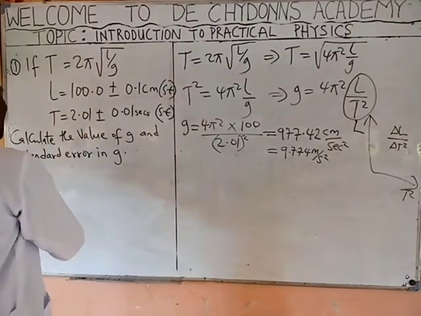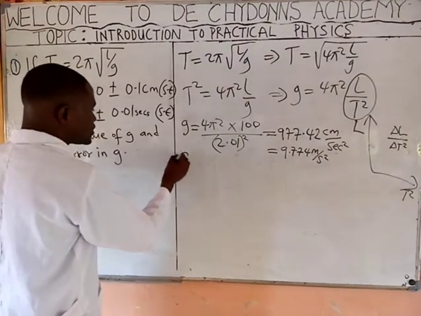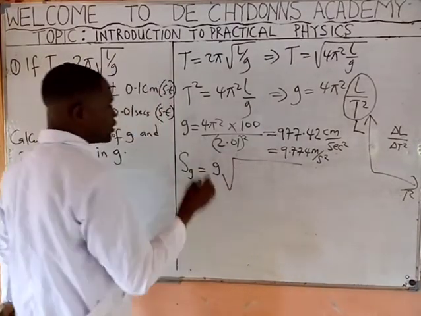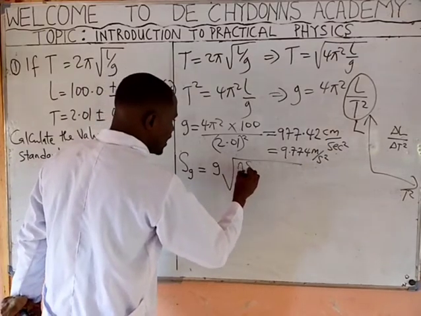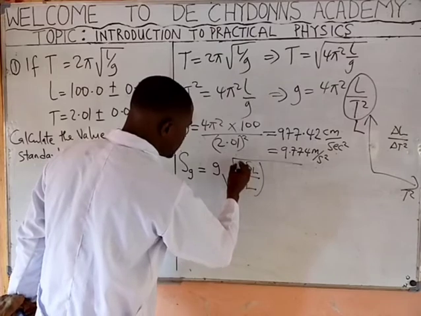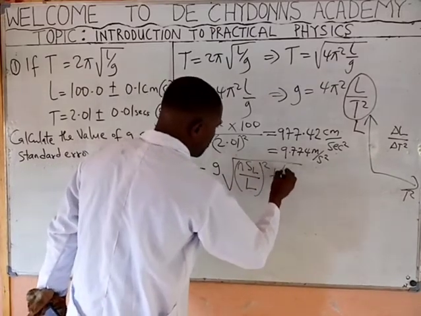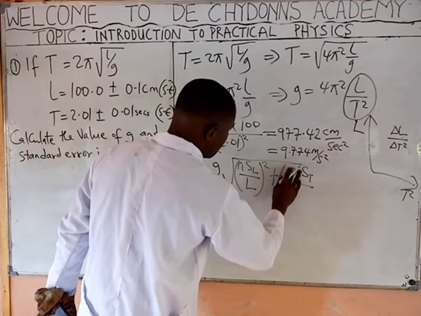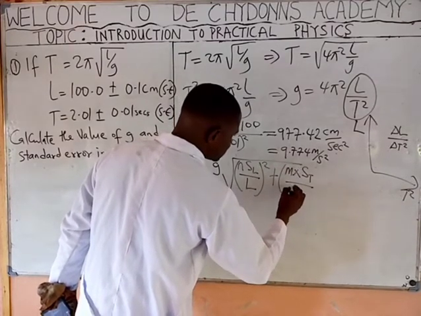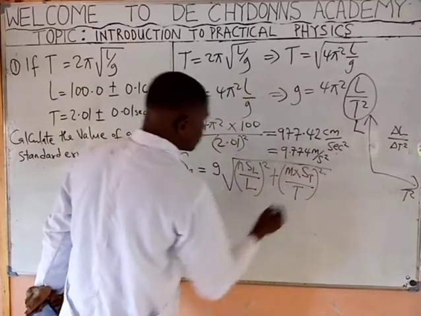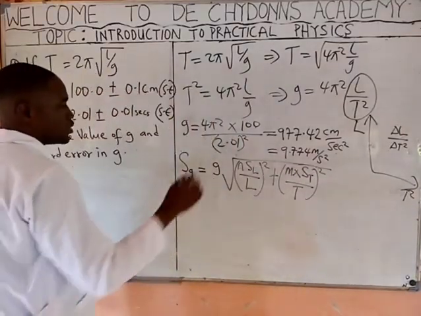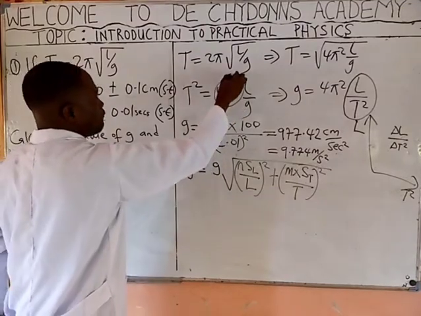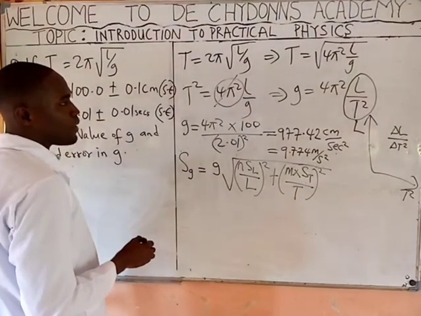Then the question now is to find the standard error in g. For you to get the standard error in g, you say the standard error in g equals g times the square root of n times SL over L, all squared, plus m times ST over T, all squared. Now, how do we know our n and our m? We go back to this question. This 4 pi squared is an ordinary number. Forget about it, it's a constant.